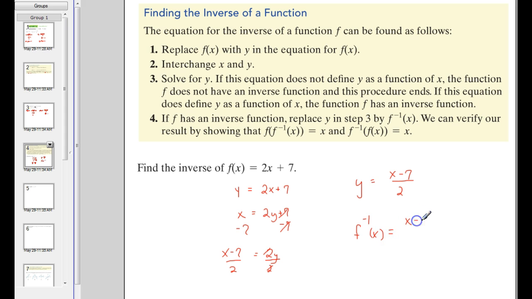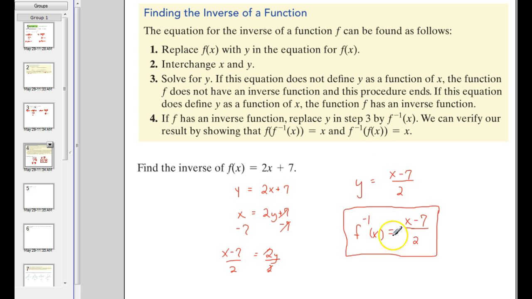And there's our function. There's our inverse function. Just remember, what does f do to an input? It doubles it, multiplies by 2, then adds 7. So the inverse would need to subtract 7 first and then divide by 2 instead of multiply by 2. Okay, so that is the inverse of that function.